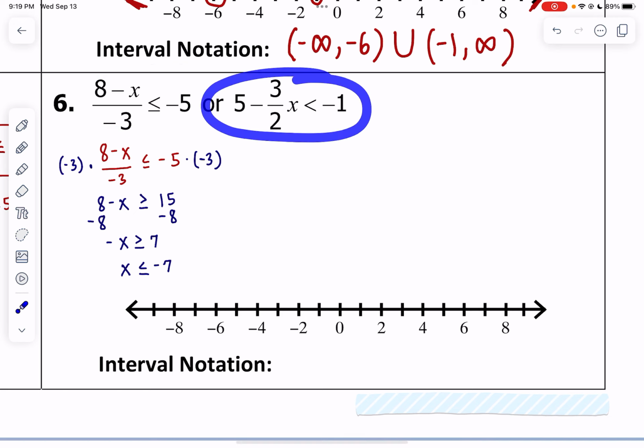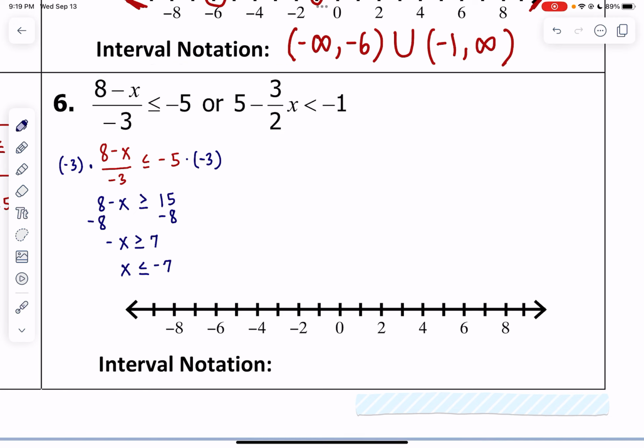Let's look at the other one. I'm going to rewrite it. 5 minus 3 over 2x is less than negative 1. Let's go ahead and solve for x. So you should get minus 5 minus 5. Negative 3 over 2x is less than negative 6.